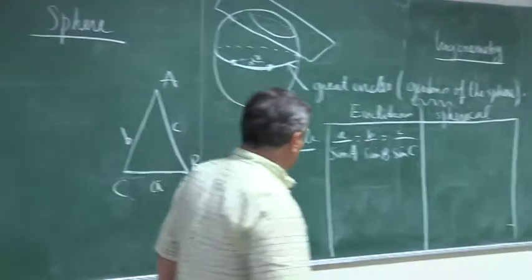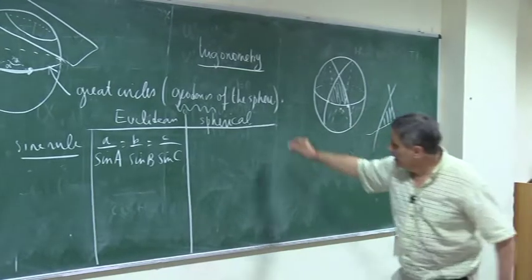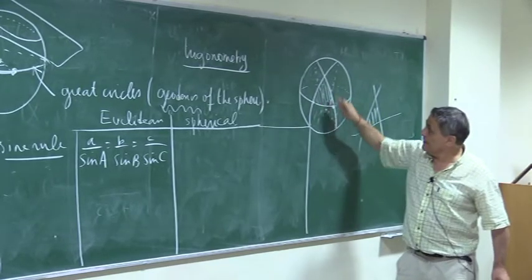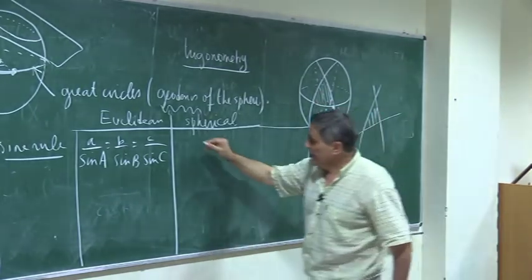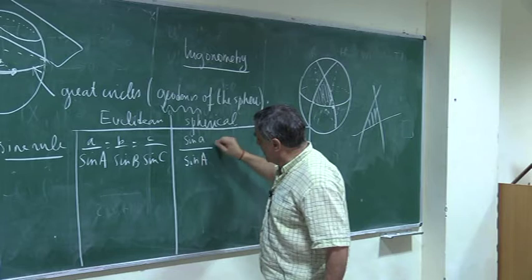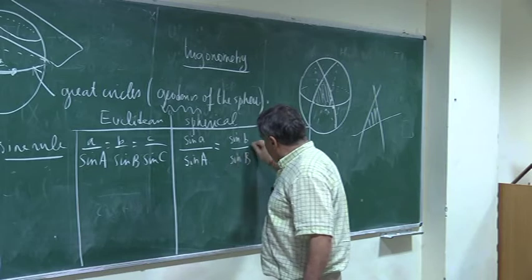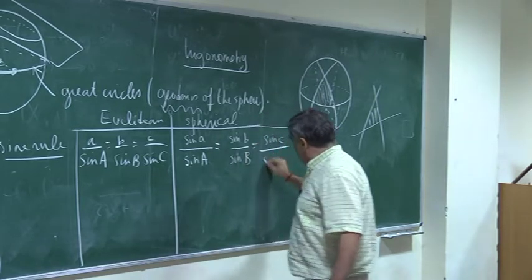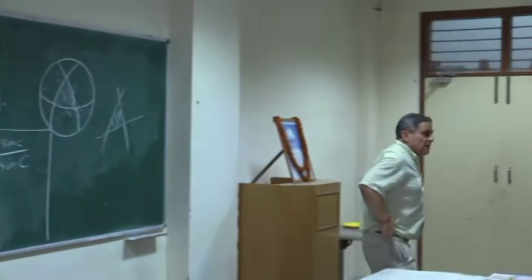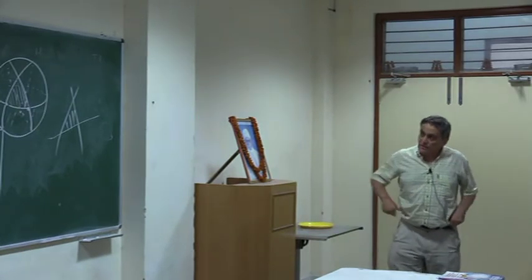The spherical sine rule is, so here I have, instead of the Euclidean triangle, my spherical triangle ABC with the side lengths a, b, c. So here it's sine a divided by sine A, sine b divided by sine B, sine c divided by sine C. It's not too difficult to derive this formula. You can try to derive it as an exercise, and there are several ways to derive it.